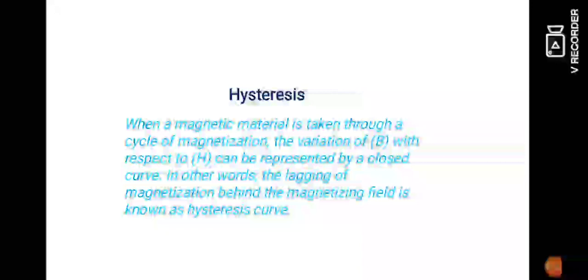B is represented as magnetic induction. So due to the application of the external magnetic field, the magnetism is induced inside the ferromagnetic material. As a result, the ferromagnetic material will be easily magnetized. But the important thing is that the value of the magnetizing field H and the magnetic induction value B will not be the same. They are lagging with each other. Lagging means they are not equal to each other.